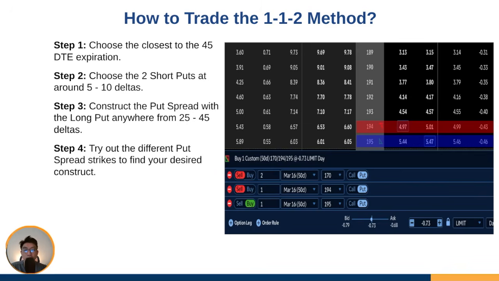So step number 4, this is where you want to try out the different put spread strikes to find your desired construct. So for example, down here, you can see that I chose the 195, 194, as well as the 2 short puts at 170, right?